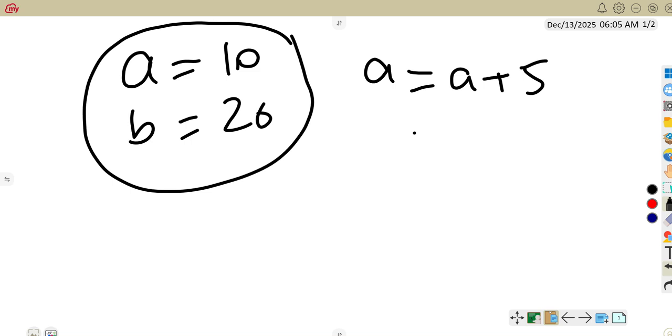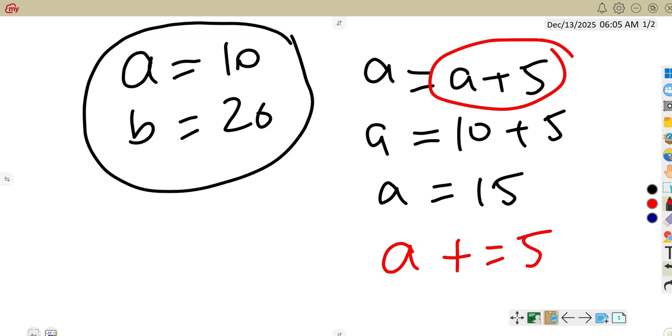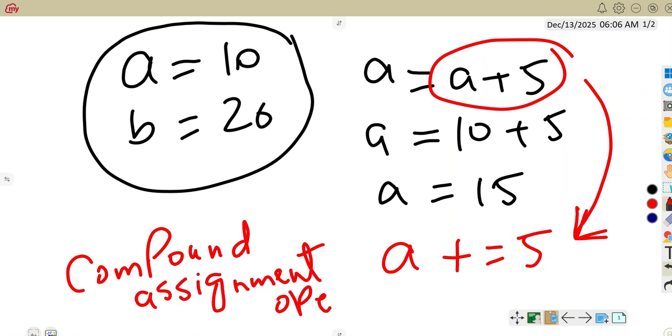by adding the value of a, 10 plus 5, we can write a equal to 15. So rather than writing this highlighted one, we can write the same thing in another way. For example, we can write a plus equal to 5. Both of these will do the same job. This is known as compound assignment operator, because we have combined two operators here.